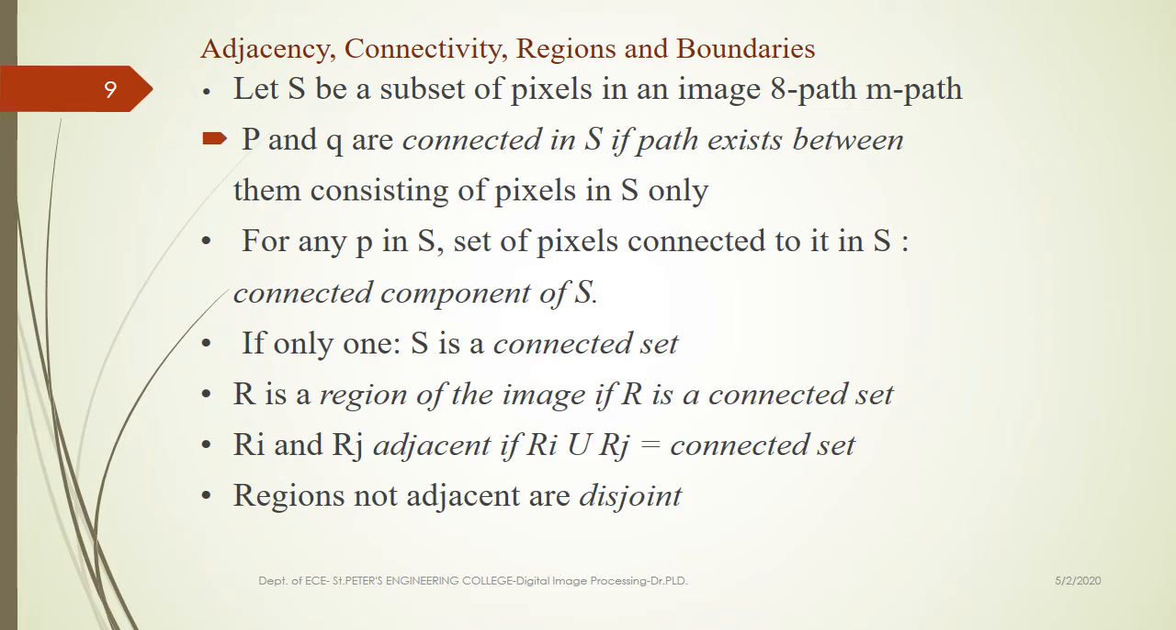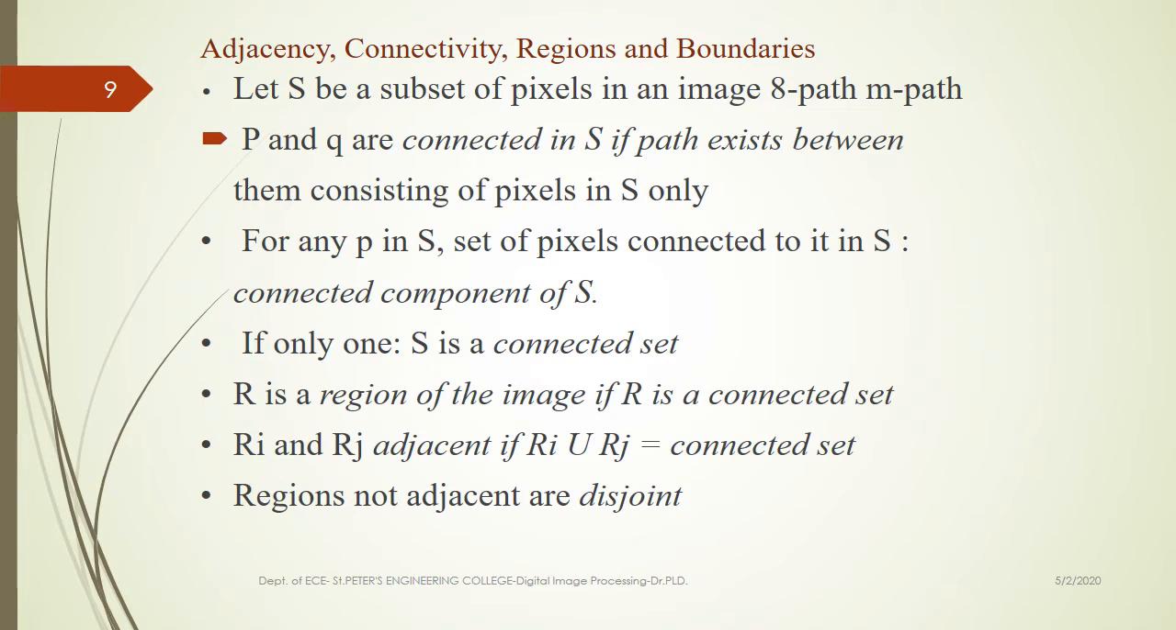Now, R is a region. In general, we represent a region with the capital letter R. So, R is a region of the image if R is a connected set. Ri and Rj are adjacent if the union of Ri and Rj is a connected set. That means if the combination of Ri region pixels and Rj region pixels, their union, is a connected set, then definitely Ri and Rj we will call adjacent. The two regions are adjacent.